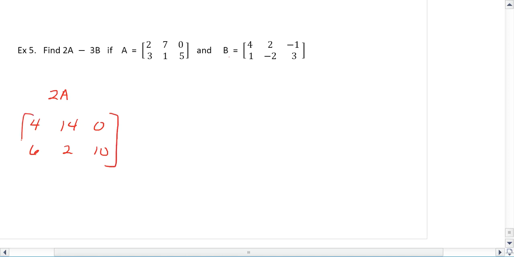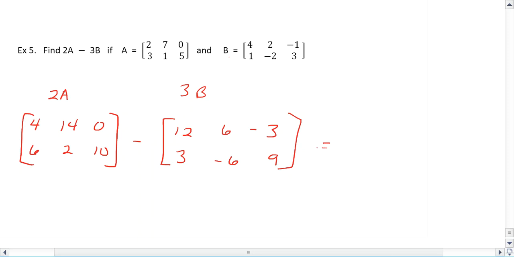And then we're going to subtract from that 3B. So let's find 3B first. 3 times 4 is 12. 3 times 2 is 6. Negative 3, 3, negative 6, and 9.